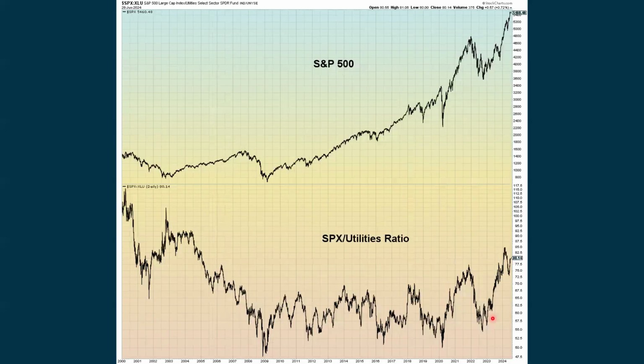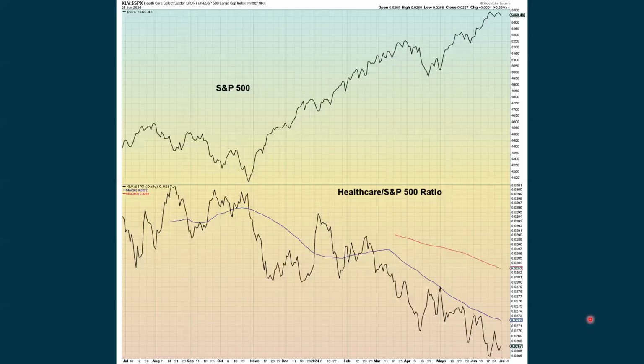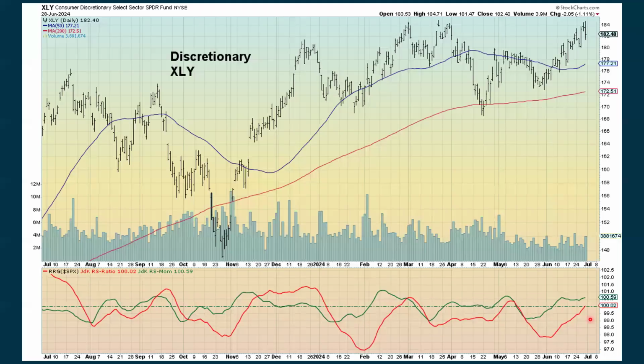We look at another ratio between the S&P and utilities. When this is going up, that tends to favor the S&P since it means it's outperforming utilities. We look at healthcare, another defensive area, not really breaking out at this point, but still looking okay when you look at it by itself. The momentum and relative strength are showing some improvement after dropping below 100, but it continues to underperform the S&P.